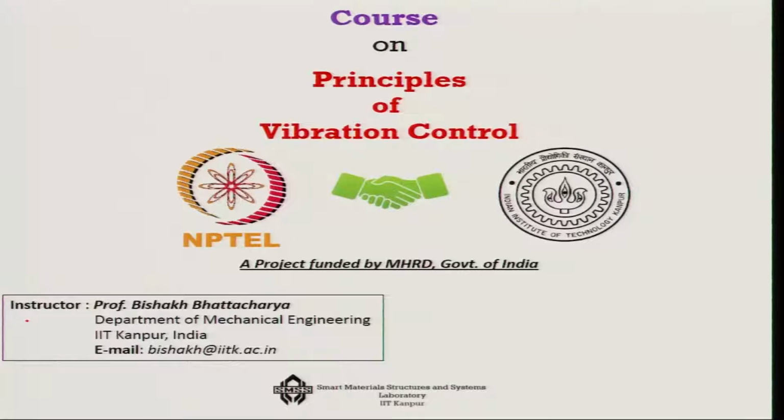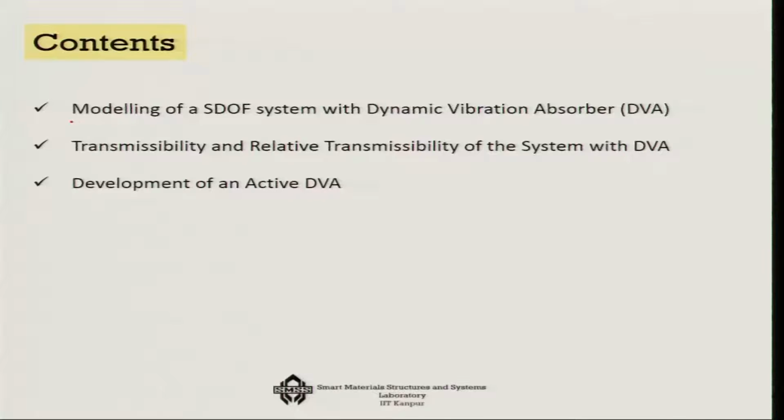Welcome to the course on principles of vibration control, and today we will be talking about the dynamic vibration absorber, which is a generalized case of the vibration neutralizer or auxiliary mass damper. We will talk about how to model a single degree of freedom system with a dynamic vibration absorber, and then we will talk about the transmissibility and relative transmissibility of such a system. And finally, we will also talk about an active dynamic vibration absorber.